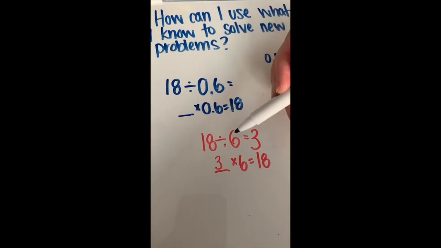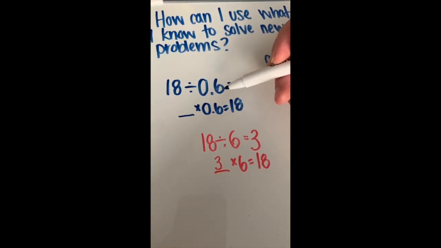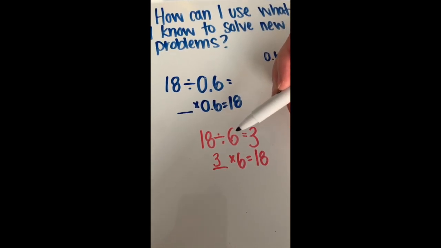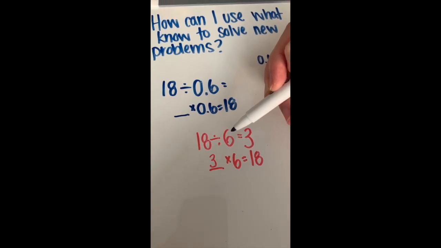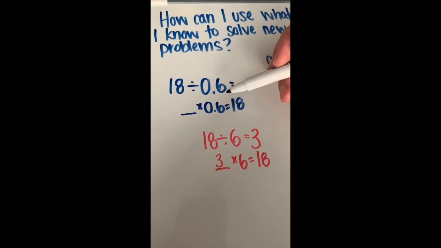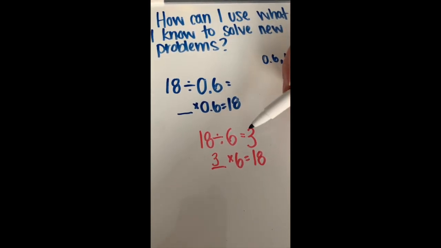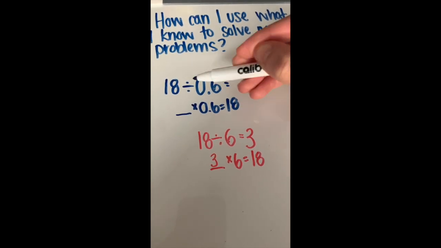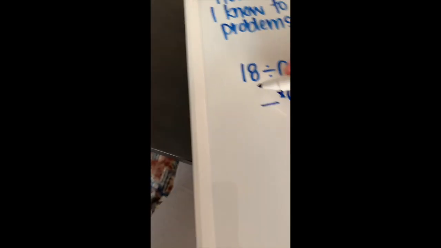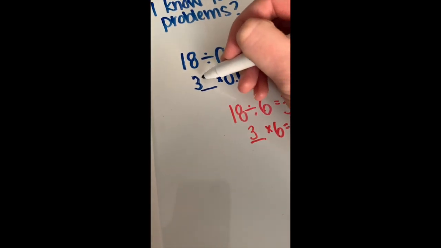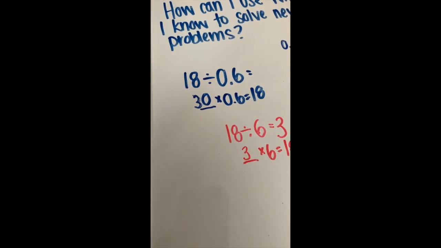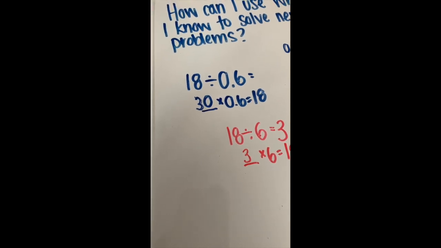I'm looking at the relationship between this 6 and this 6/10. This 6/10 is 10 times smaller than this 6. So that gives me a hint that it's probably going to take me 10 times as many as it did down here to fit 6/10 into 18. So I'm thinking that it's going to take 30 6/10 to get to 18. If I have 30 groups of 6/10, I will have 18.